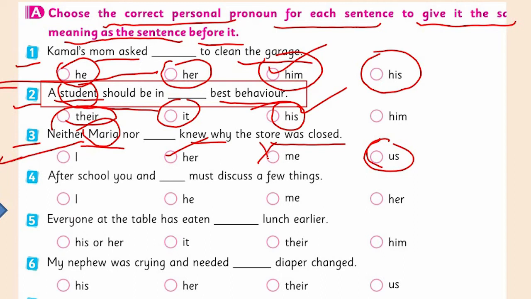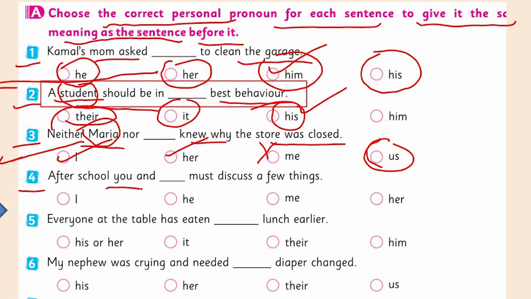Neither Maria nor I knew why the store was closed. इधर I सही ऑप्शन होगा कि ना तो मारिया को पता था और ना मुझे. This is grammatically correct here, the I here, because the person is mentioning Maria and herself here. So that's why we will put I here. Look at the fourth one.